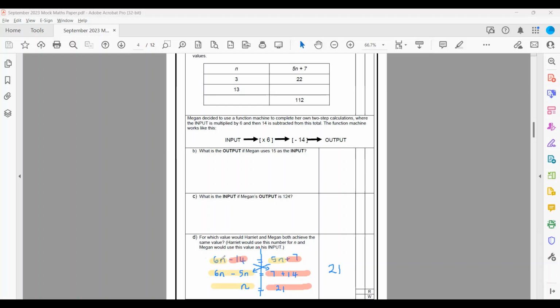You can test it as well. 6 times 21 would be 126, minus 14 would give you 112. And on this side, 5 times 21 would be 105, plus the 7 will give you 112. So if you want to test that your answer is correct, you can do that as a means of checking at the end.